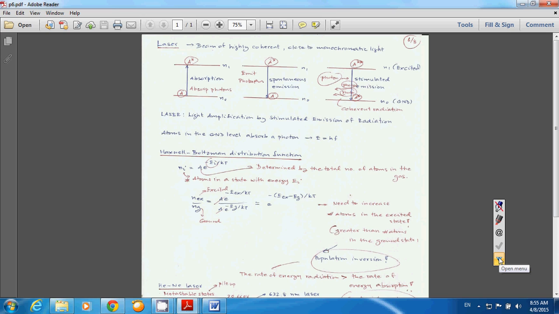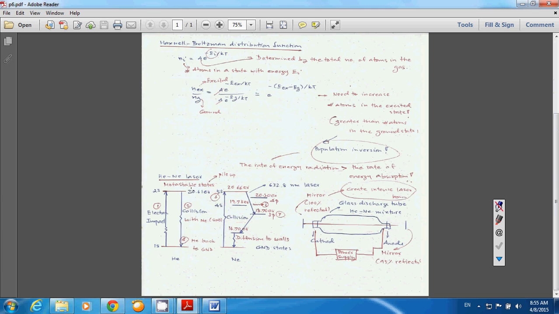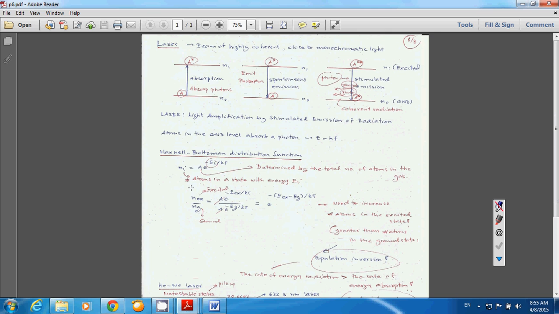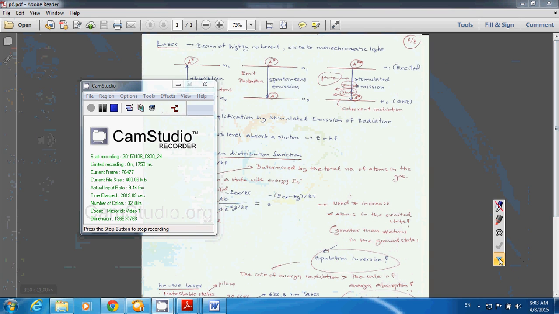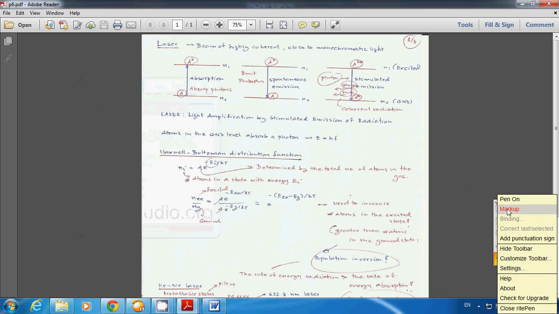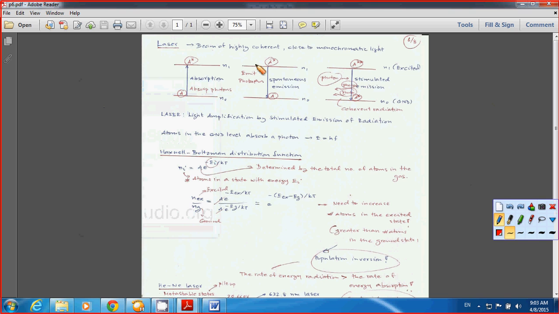Okay, next we take a look at the laser, and then we will get into X-ray. Okay, let's take a look at the laser. It generates a beam of highly coherent light. This means the same phase and close to monochromatic light.